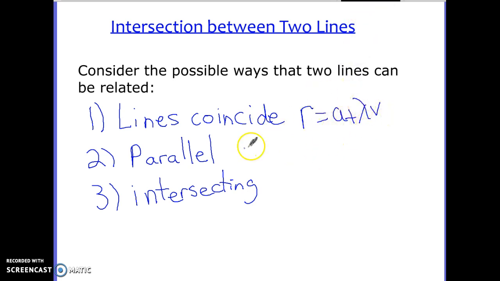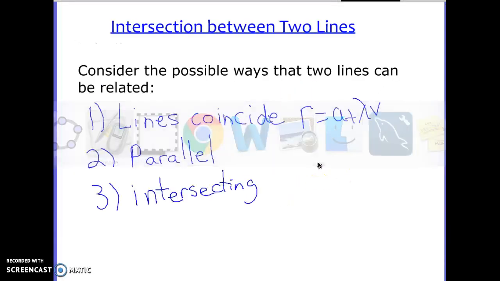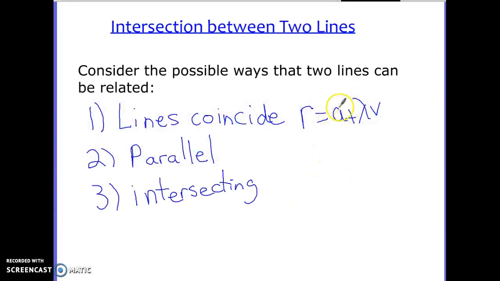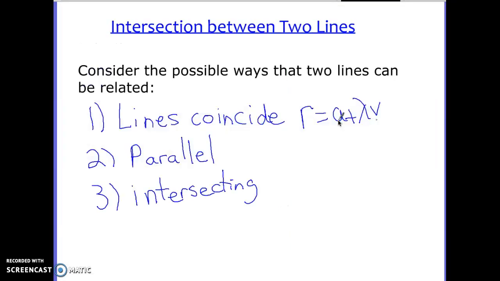Well, let's think about the parallel lines to start with. These two lines never touch. They don't share any points. So the A point certainly can't be the same. However, they share the same direction, and we remember that that's represented by the V vector. So in these two lines, vector V is the same.